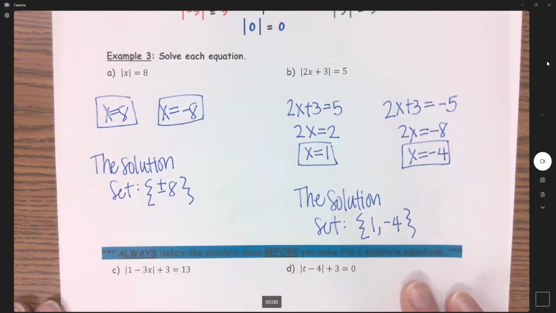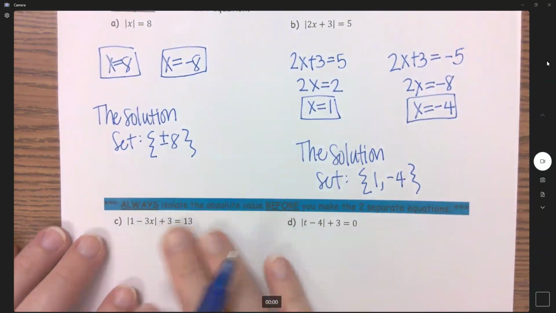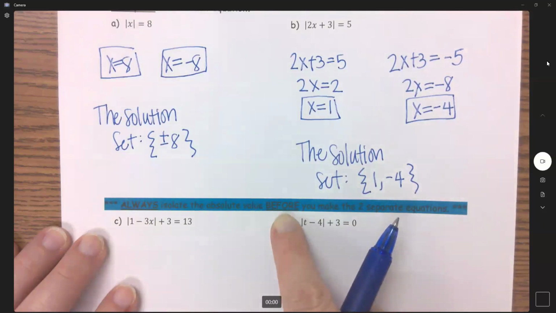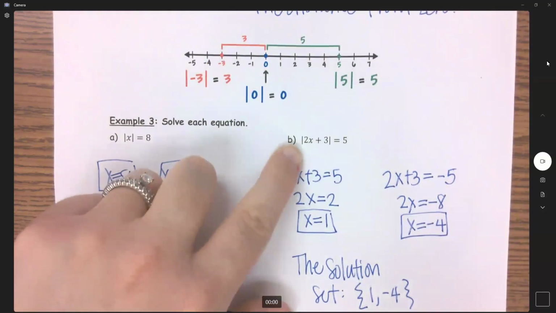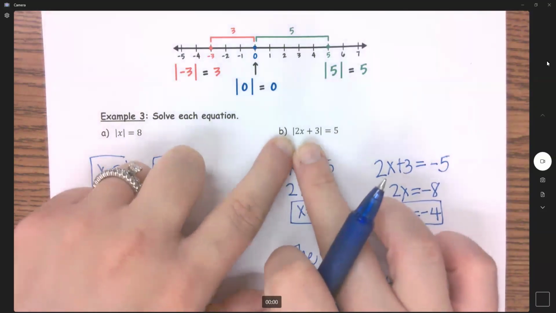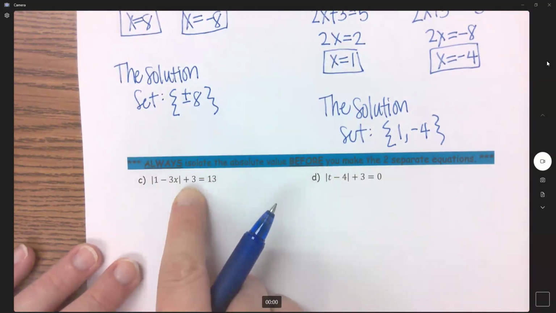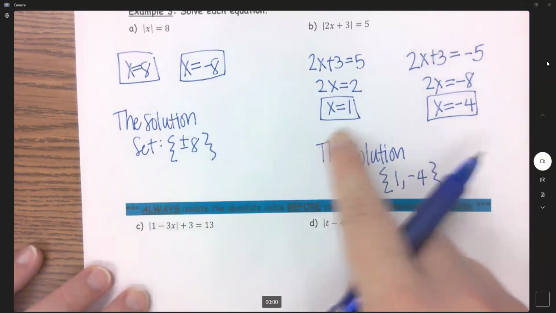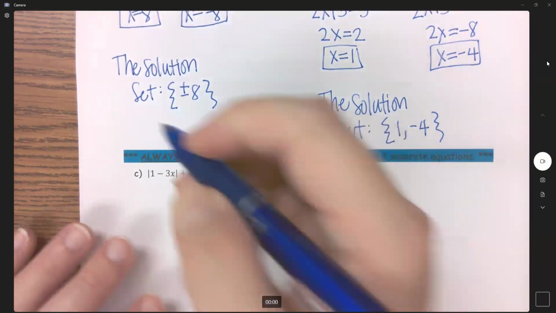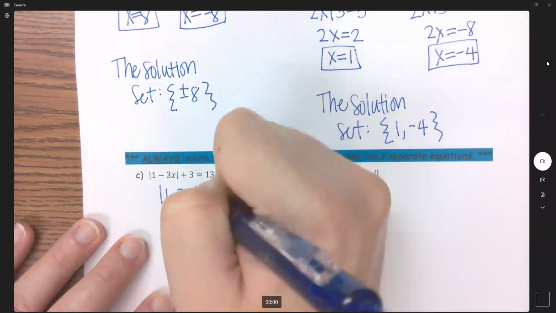Now I have a little note here, and this comes out so dark and I don't know how to get it to be lighter, but I do want this to stand out. We always need to isolate the absolute value before you make 2 separate equations. So what I mean by that is here we have just the absolute value on the left side equals 5. So this absolute value is isolated. But when I come here, now I have the absolute value plus 3. This is not isolated anymore. So before I make my 2 equations, I need to get this absolute value by itself. So we're going to subtract this 3 over to get the absolute value of 1 minus 3x equals 10.